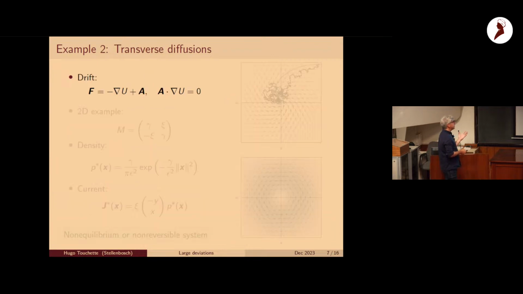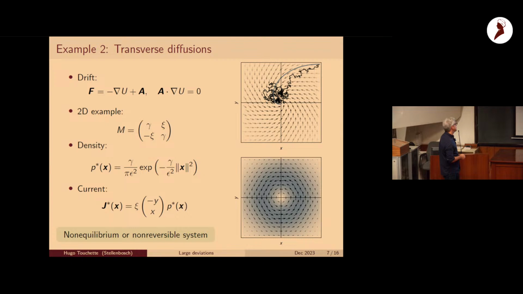As a variation of this, you can actually put some rotation. And the easiest way to do this in 2 dimensions is that you keep the diagonal to be gamma, but you put this rotation, which makes it non-gradient. So in this case, the drift is non-gradient, but can be separated into a gradient part and a non-gradient part, which is orthogonal to the gradient force. So this is what's called a transverse diffusion.